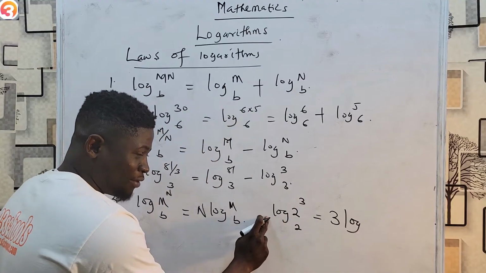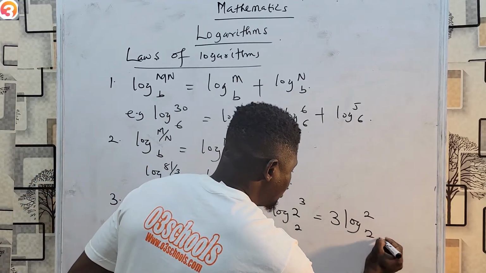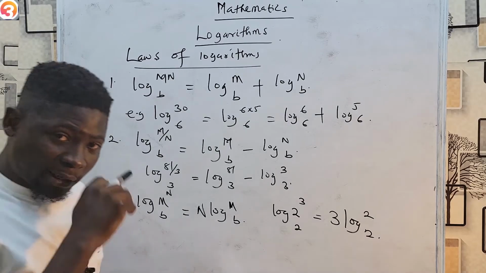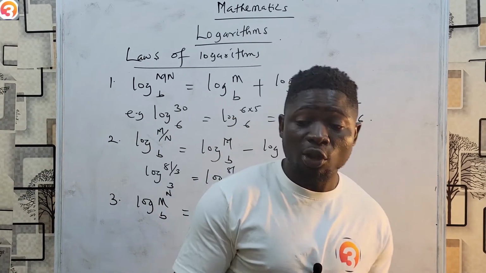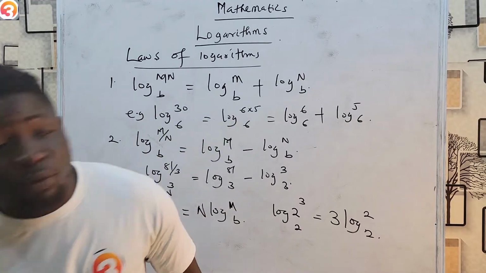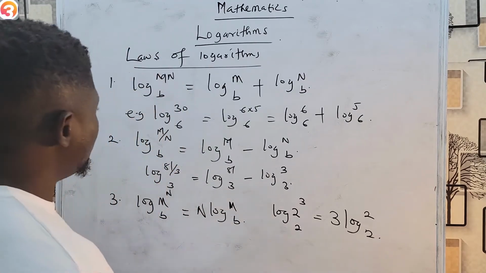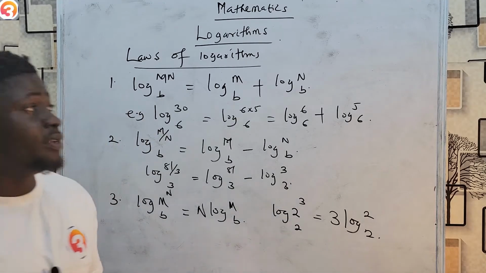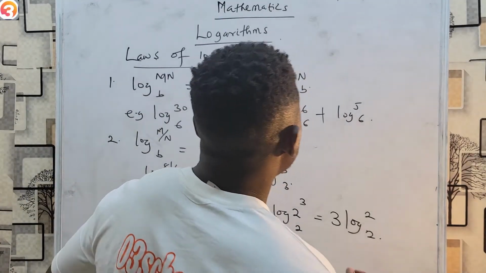So 3 comes to the back of the log 2 base 2. So these are the fundamental laws of logarithm we have. But we have some other wonderful laws of logarithm. The board will not be sufficient for me to put everything, but let me see how I can merge them together.